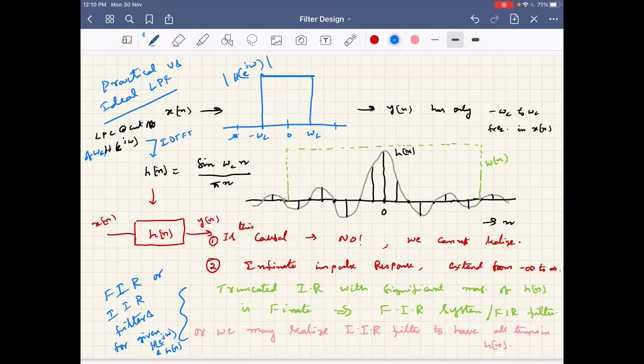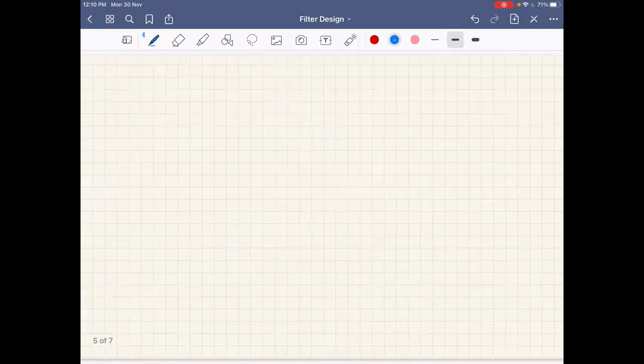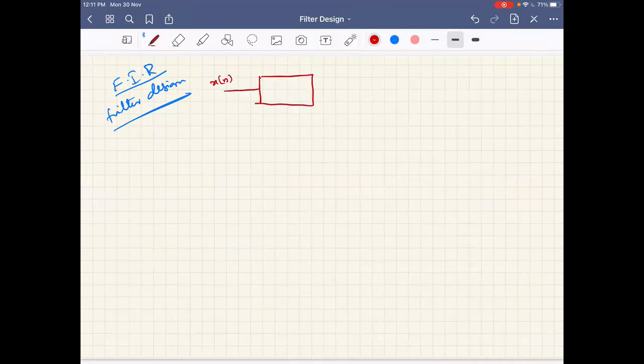So now let us first consider the realization of a finite impulse response filter. Let us discuss FIR filter design. So where did we start? We said we have a system with x of n as input, and we want a filter that should only pass low frequencies and attenuate the high frequencies. This will have h of e power j omega, and the sketch of h of e power j omega looks like a low pass filter. It is a low pass filter.